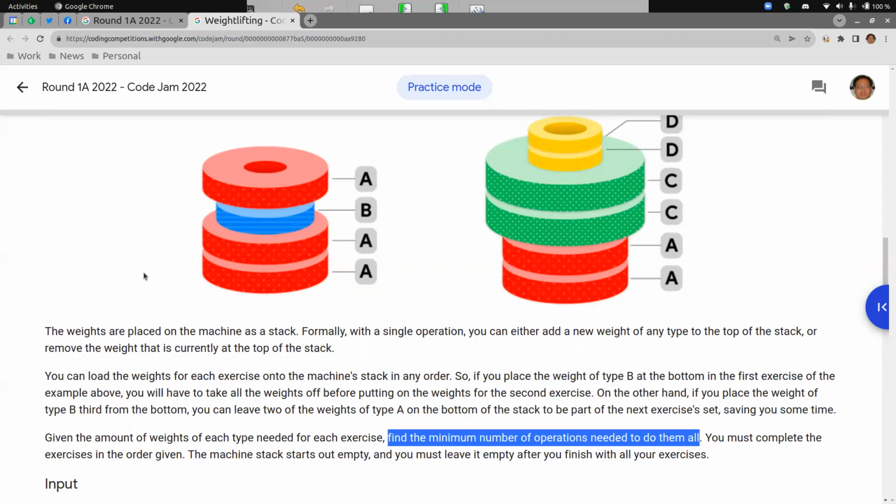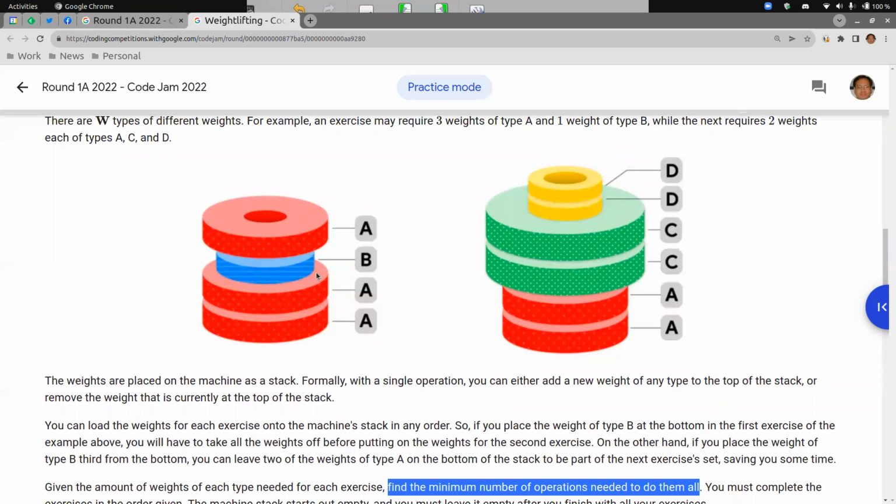Okay, so basically, if these are the 2 exercises you have to do, you want to load your first set of exercises like this, for example, with the 2 A's on the bottom. Then to transition to the second exercise, you remove the top 2 plates. Then you put 4 more weights on top. And then at the end, you take all 6 weights off. And that's the best way. It means that you don't have to move the bottom 2. If you do it in other ways, then you might have to move more.